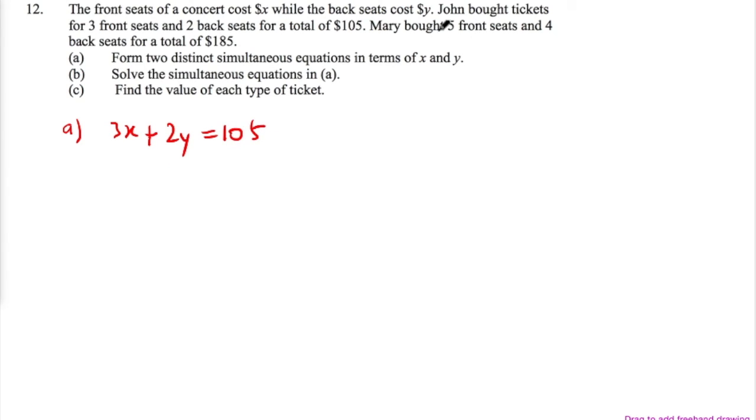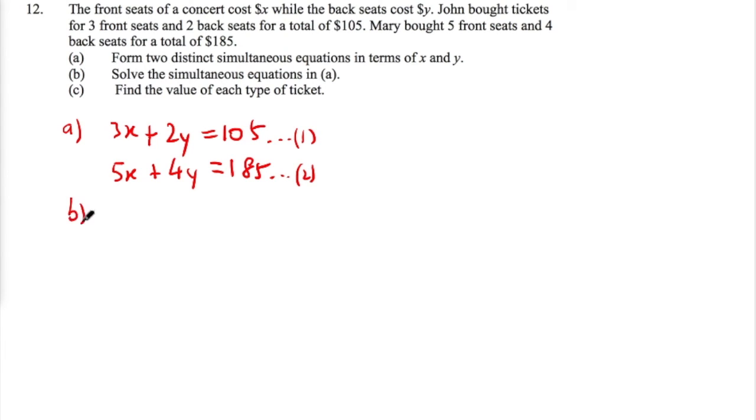Similarly, the cost of a front seat is x, 5 front seats will be 5x, and 4 back seats will be 4y, and this gives us a total of 185. This gives our two equations as required.